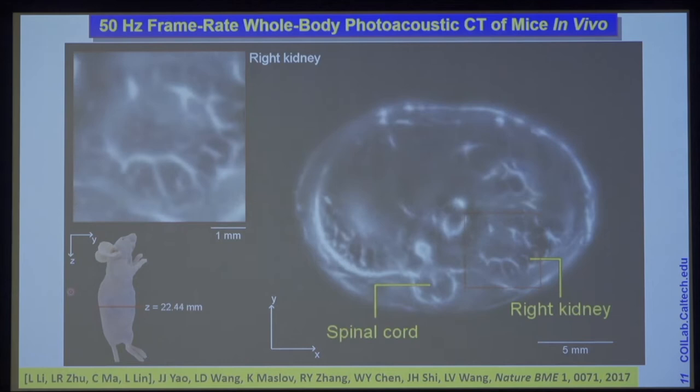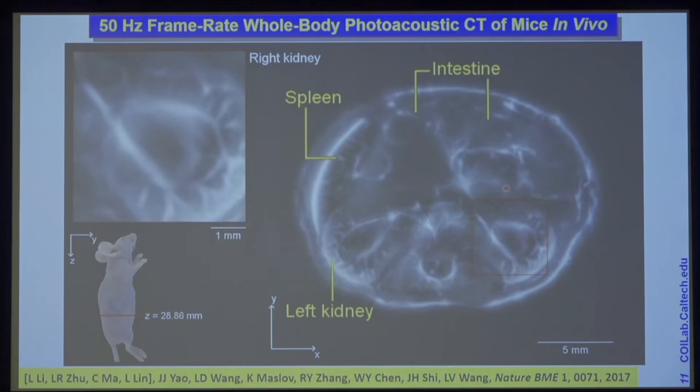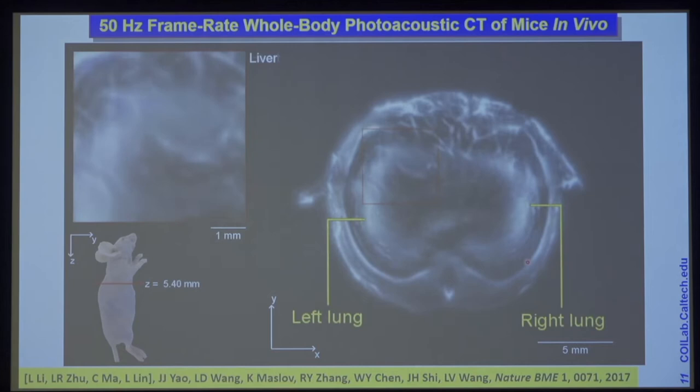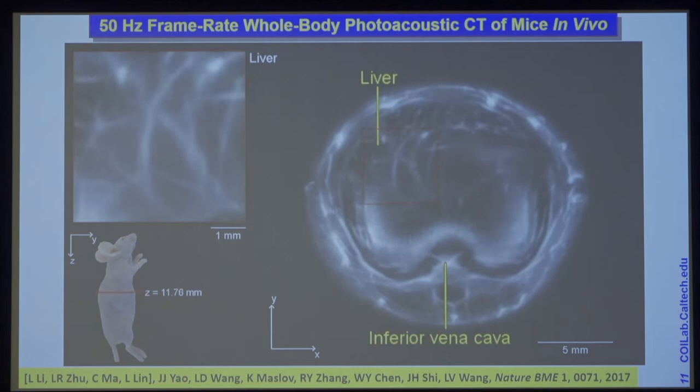And you can see, without injecting any contrast agents, we can see various organs, like the kidney. You probably just saw the symmetry between the two kidneys. And mainly we're targeting hemoglobin absorption, but you can vary your wavelength, you can target different absorbers as well. We can even see some of the lung structures, and that's a close-up currently showing the liver of the animal.